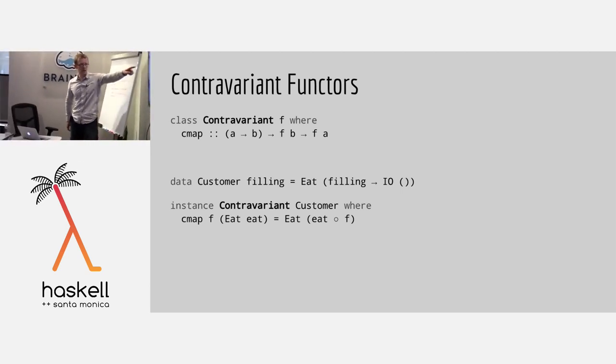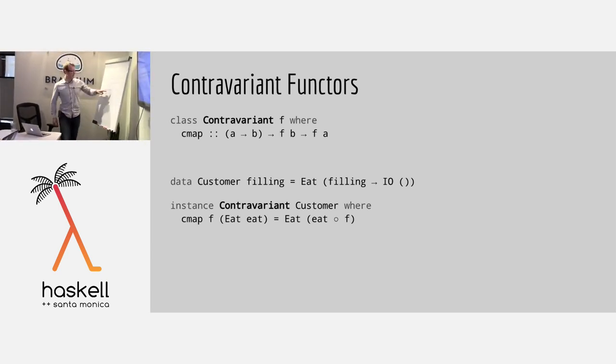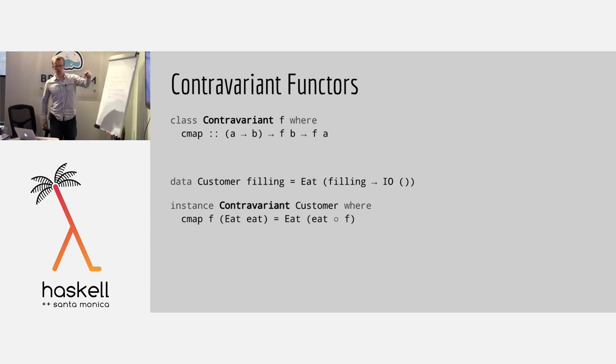Okay. So now we just have one type argument. I was saying, this filling here is the one on the left of the function arrow. That's this one. It's contravariant. So we're saying we're contravariant in filling. Okay. Cool. Any other questions on that before I carry on?